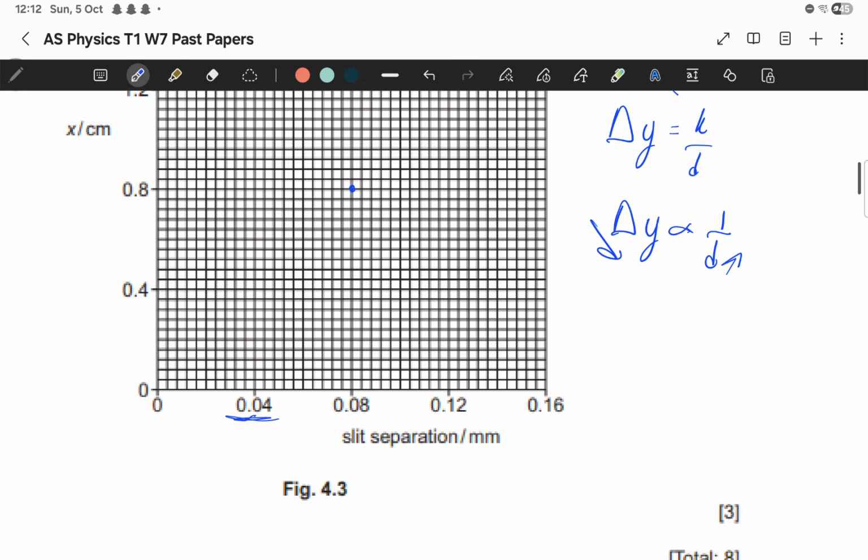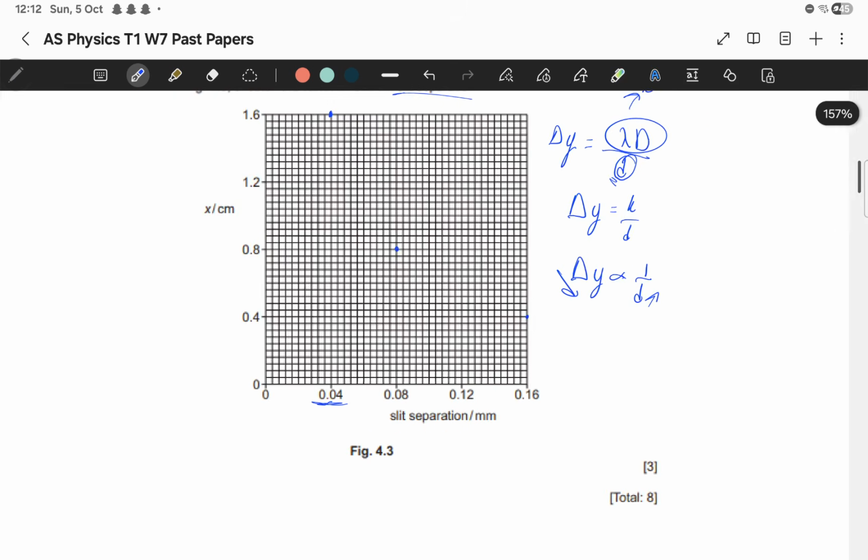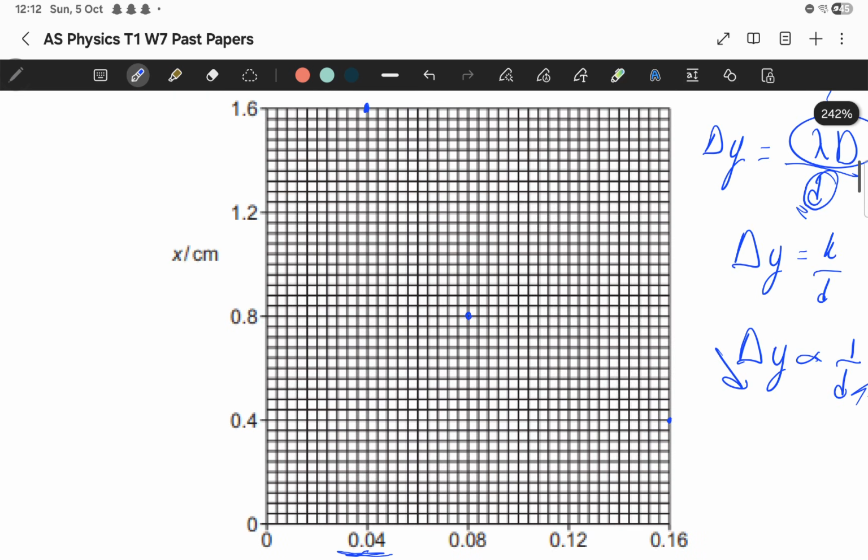So here, this is my graph. It's going to look something like this. So let me sketch it.